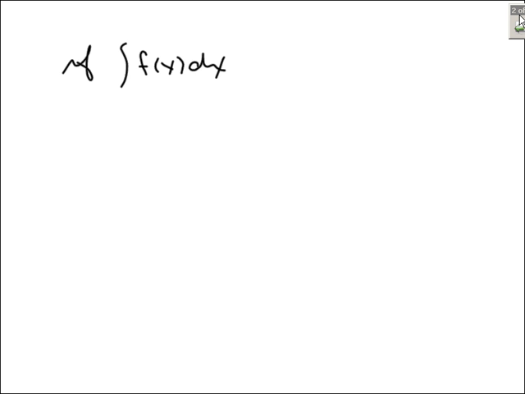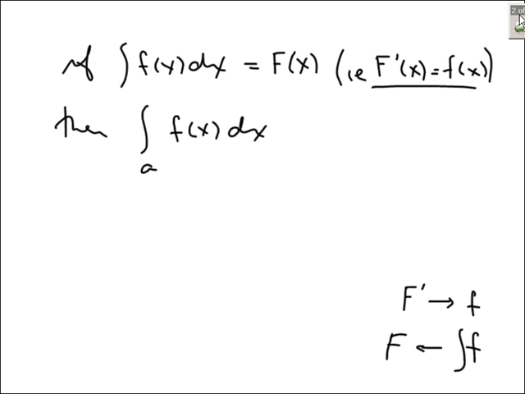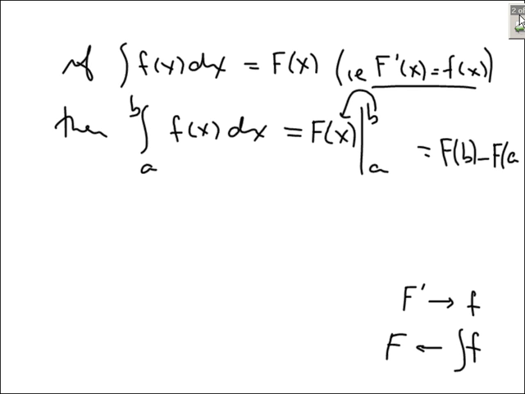The integral of f of x dx is the antiderivative of little f of x, which equals big F of x. That is, the derivative of big F is little f. If the derivative of this function gives you that function, then the integral of that function gives you back f. If that's true, then the integral of f of x dx from a to b is going to be big F of x from a to b. First we plug in the top value minus, and then we plug in the lower value.